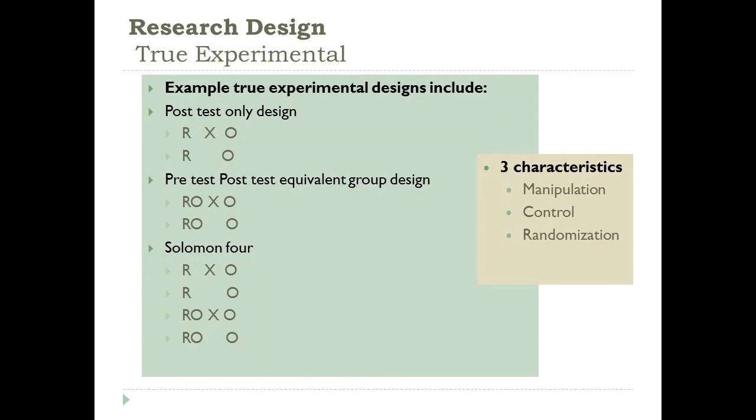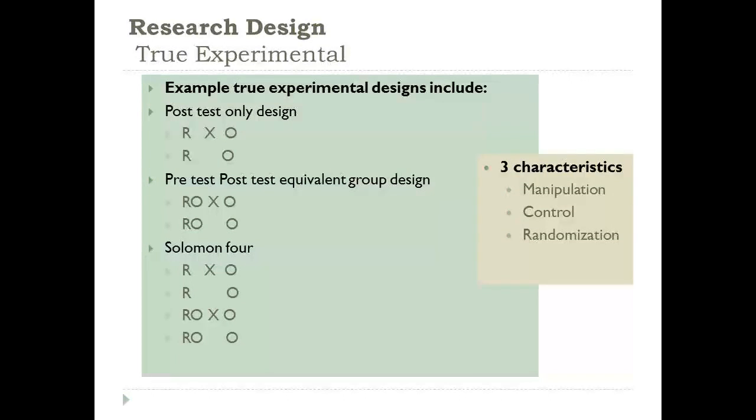As we've done with the other types of designs, let's look at specific types of true experimental designs. One of the most rigorous designs is the post-test only design. In this case, you randomize your groups. You do random assignment. Note I said random assignment, not random selection. I have my group of volunteers, in the example I gave, college students, let's say. I randomly assign one to treatment, one to non-treatment. I do the treatment, and then I post-test both of them.